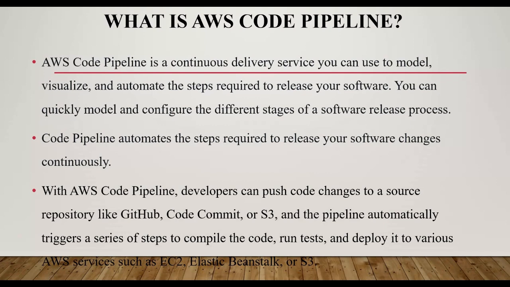With AWS CodePipeline, developers can push code changes to a source repository like GitHub, CodeCommit, or S3, and the pipeline automatically triggers a series of steps to compile the code, run tests, and deploy it to various AWS services such as EC2 instances, Elastic Beanstalk, or S3 buckets.